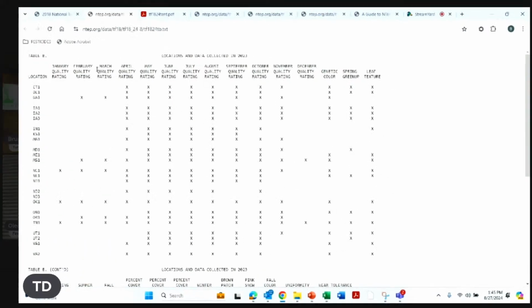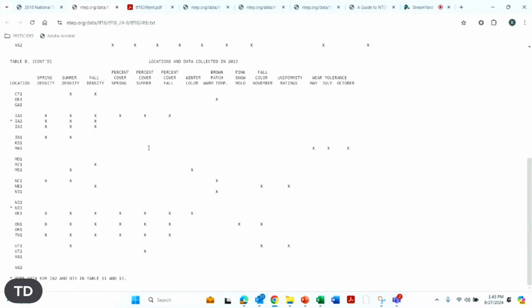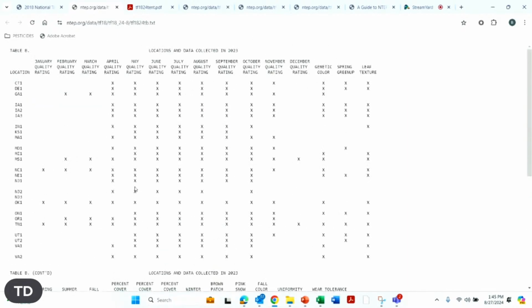There's attributes across the top. We got a lot of quality ratings, and it tells you which state the ratings were taken from. Got a couple scroll downs here. You know, spring density. Spring density ratings were taken in Iowa. They were taken in Indiana, North Carolina. Not the reason I wanted to show this, not every attribute is tested for in every single state.